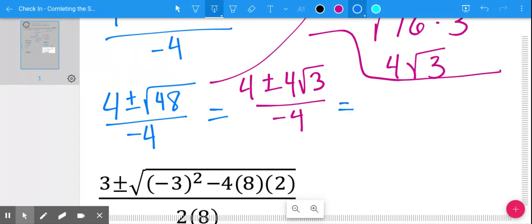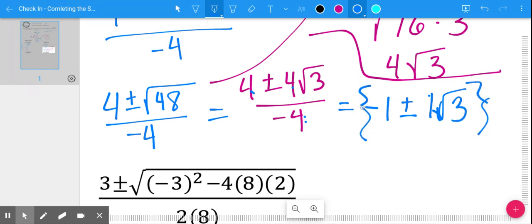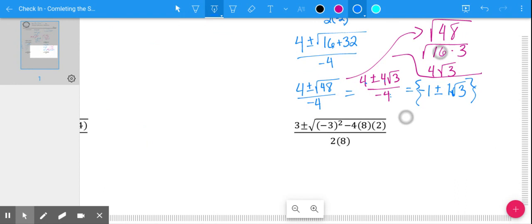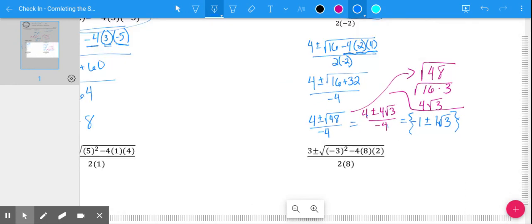And then, guys, you can simplify it one more time because remember, you always have to reduce fractions. So 4 divided by negative 4 gives me negative 1 plus or minus 4 divided by negative 4 gives me 1 square root. So 1 square root of 3. And that's what's going to go into my solution set. I know that feels like a lot of steps, but that's why we're practicing that simplification. Because it's the same process every time, we've got to get used to that.